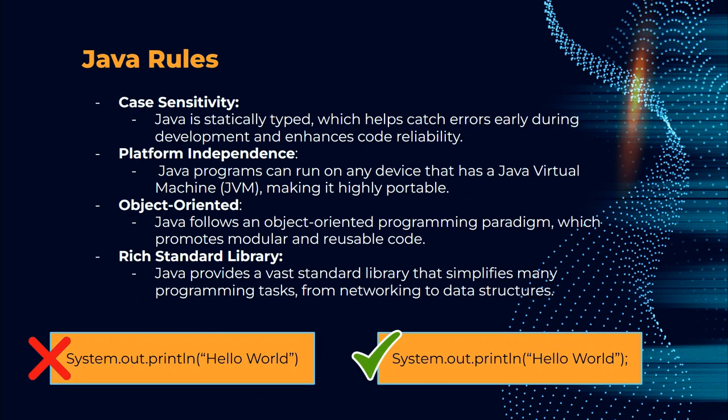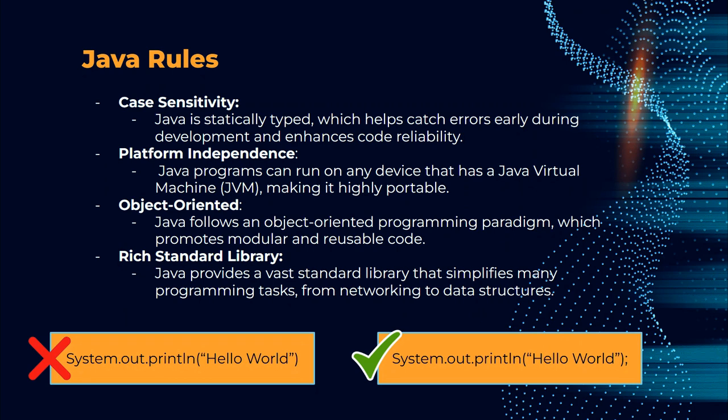Okay, now let's talk about some Java rules. So Java's sensitivity is a defining characteristic of the language. It is statically typed, meaning that the type of each variable is checked at compile time. This feature aids in catching errors early during the development process, thereby enhancing the reliability of the code, and it ensures the developers adhere to strict naming conventions and promotes clarity and precision in the code.